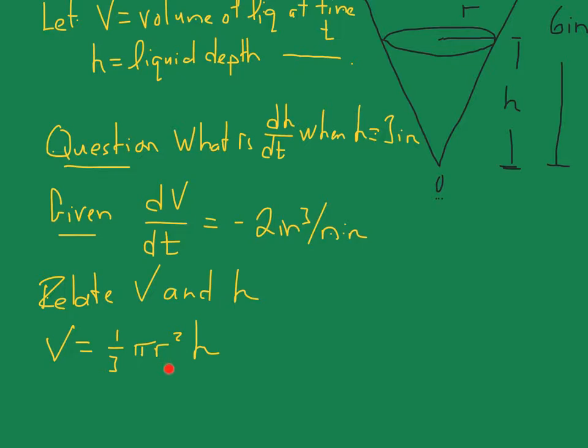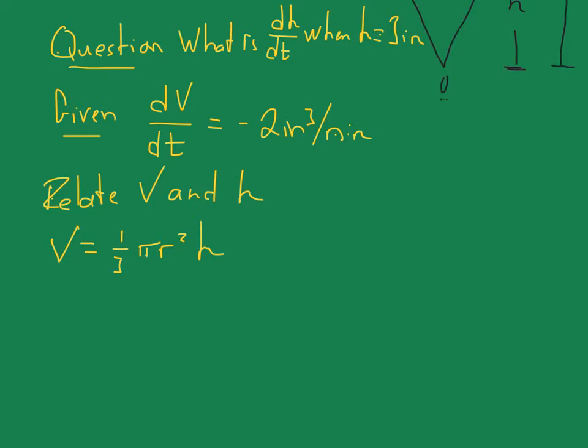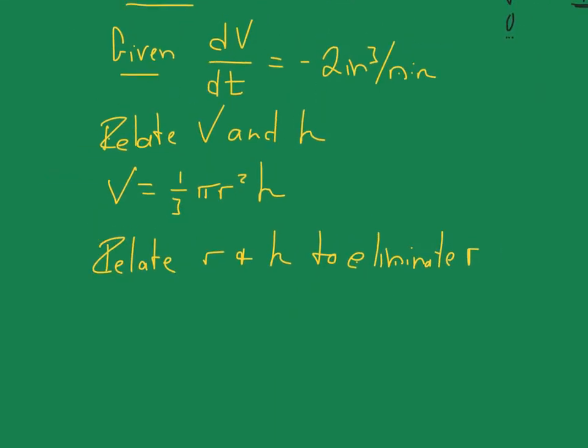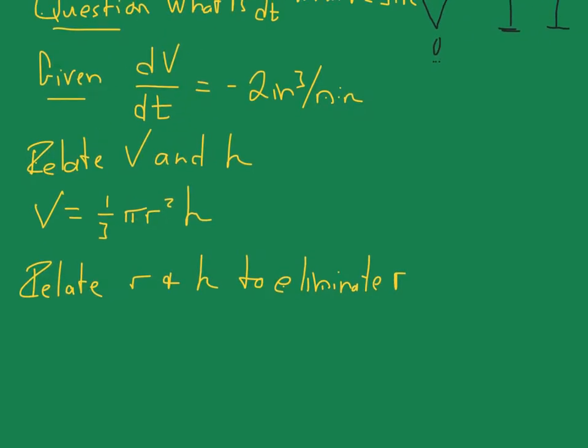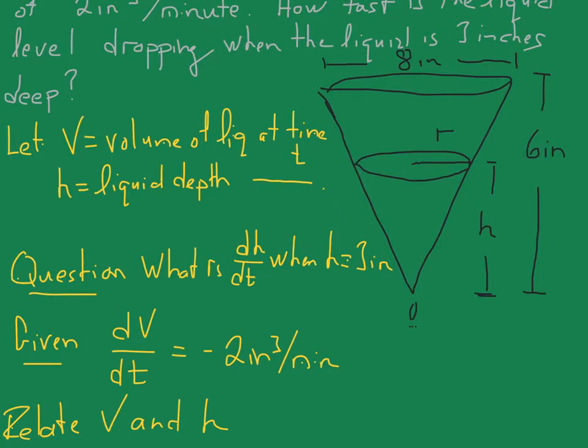And we're going to do that by taking another peek at our diagram. We're going to do that by relating r and h. Okay, so write that down. First of all, I'm just going to write that we are going to relate r and h to eliminate r. Okay, well, how are we going to do that? Well, we're going to go back to our diagram. All right, so going back to our diagram up here, somehow we want to relate r and h.